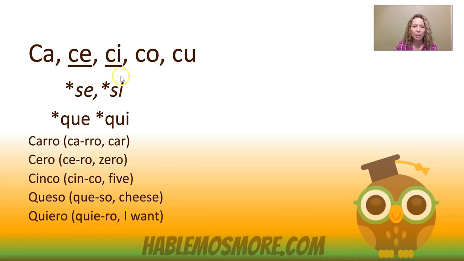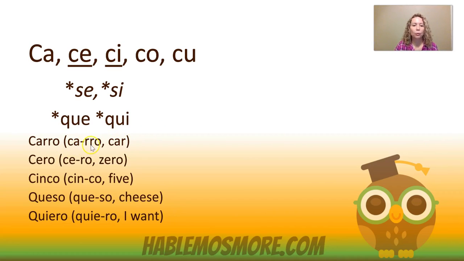Se, si. Keep in mind though, there are words in Spanish that use that K and ki sound, and we do not use the letter K because it's just not as widely used in Spanish. So the way we do that is with this combination of letters. So this will always be k, ki. All right, let's look at some examples.